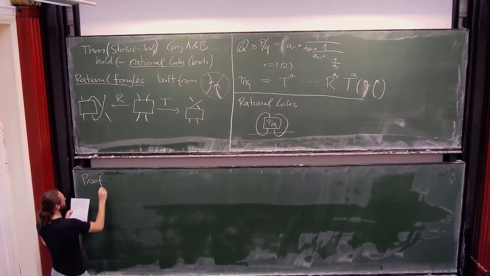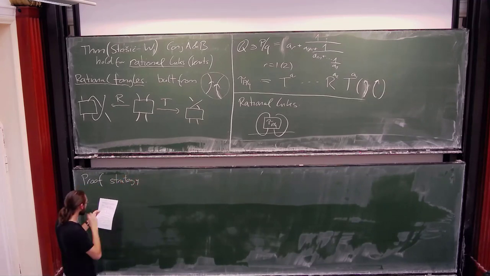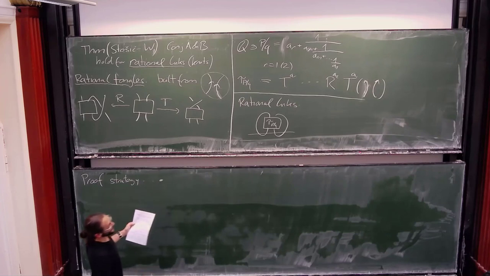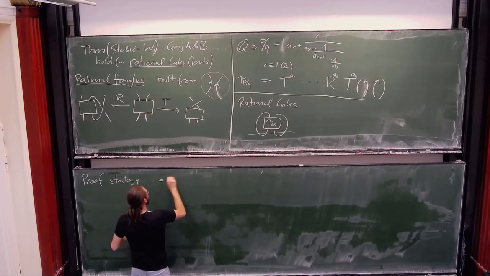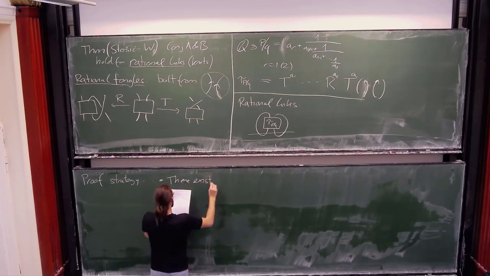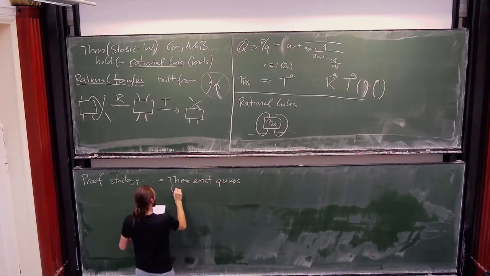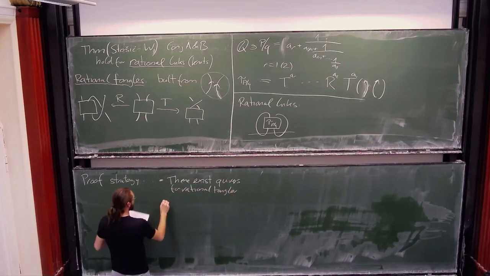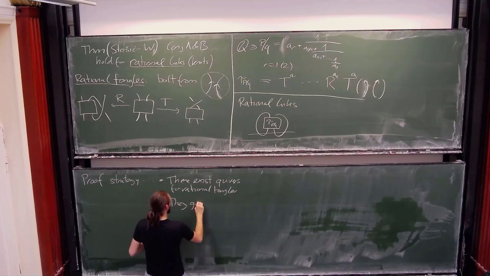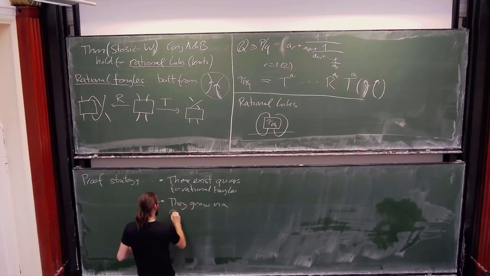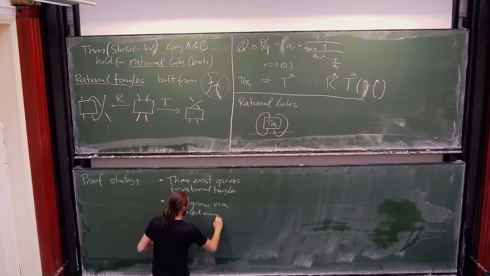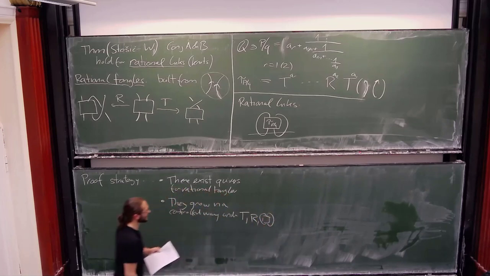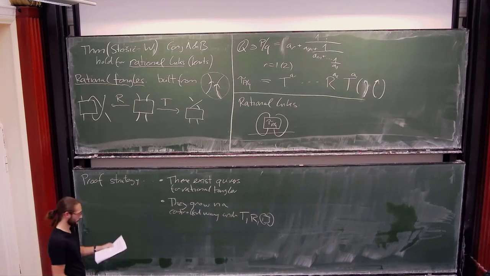Okay. So the proof strategy. The proof strategy is as follows. Suppose, first, that there exist quivers not just for knots and links, but also for tangles, that there exist quivers for rational tangles, and second, that they grow in a controlled way under the operations T, R, and closing up. Okay? So if you have this, then that gives you an inductive proof of at least the first conjecture.